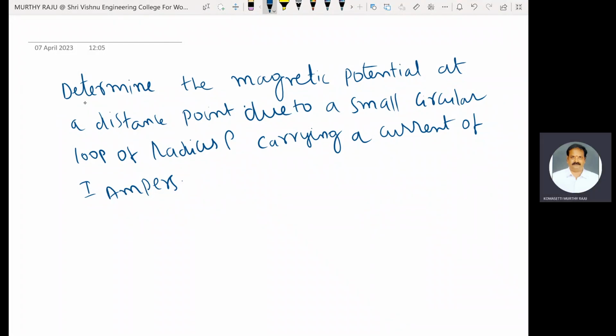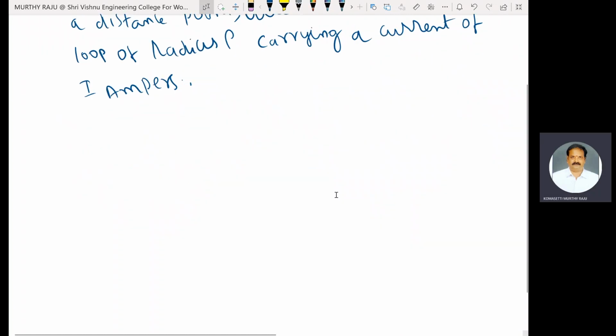Here I will explain. Determine the magnetic potential at a distance point due to a small circular loop of radius rho carrying a current of I amperes. Consider a circular loop.